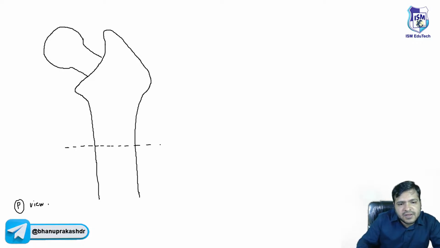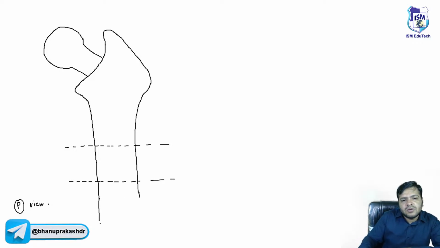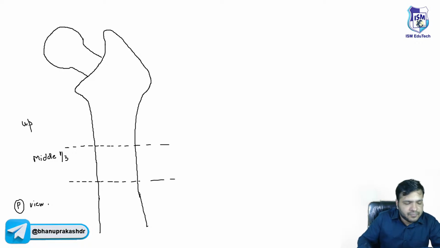So yes, this is the posterior view, beta. I have to give you a brief intro about this. Suppose this is the middle third. Okay, this is the middle third. This is the upper one third, and we have the lower one third.